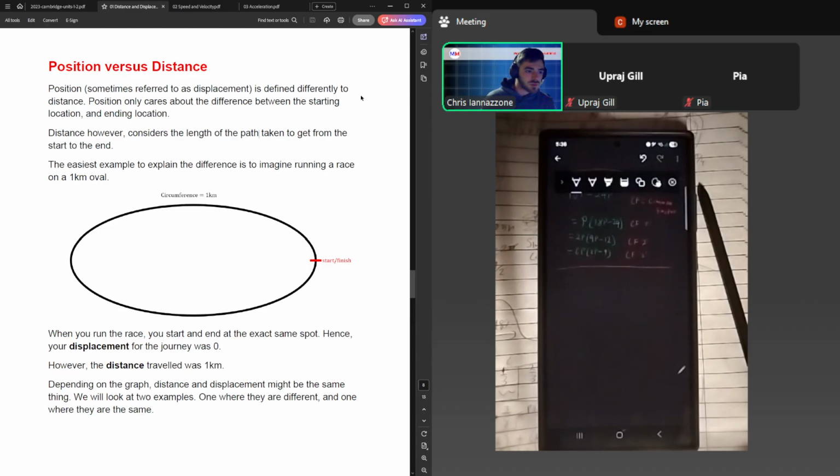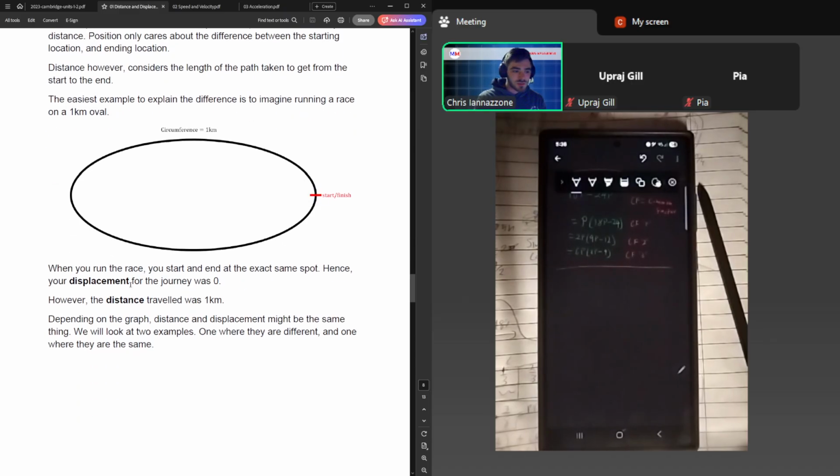For instance, if we were to run a race around a 1 kilometer oval, technically speaking, you start and finish at the same spot, so your displacement is 0. You started and ended at the same spot, 0 minus 0, you got 0. However, distance, you traveled a full 1 kilometer circle, and so for that reason, your distance is 1 kilometer.